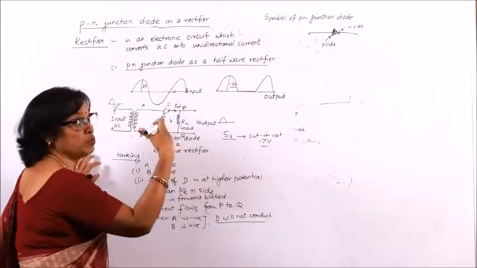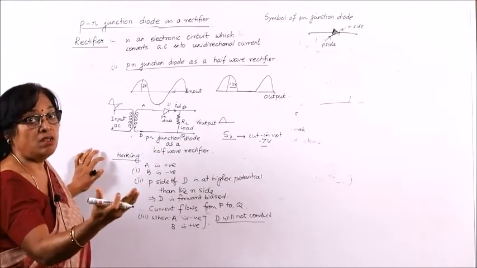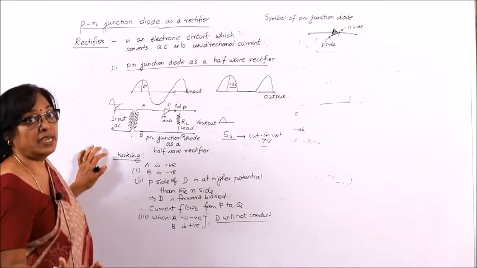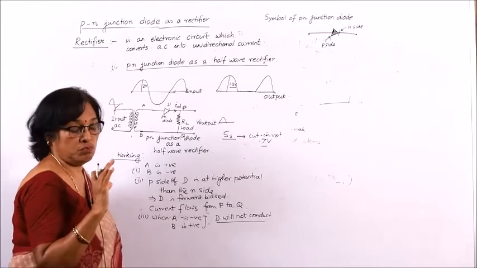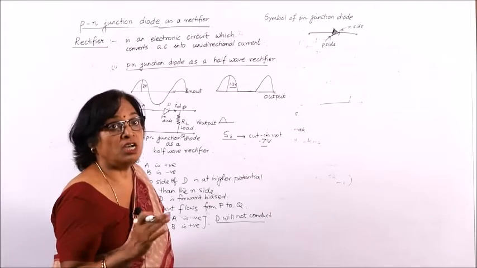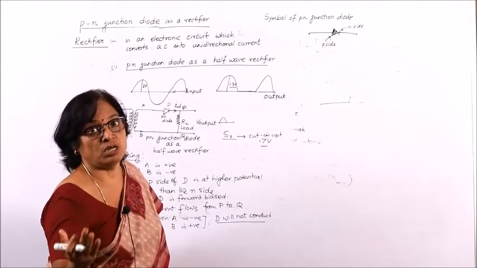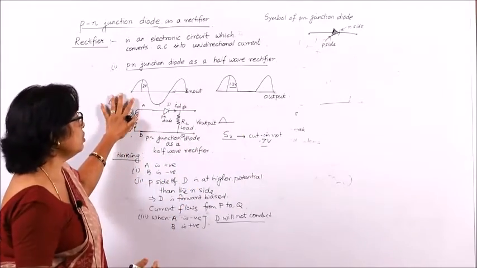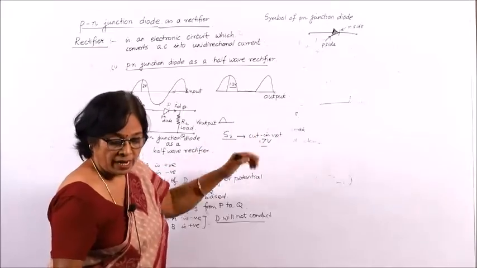Again, for the next positive half cycle, A becomes positive and B becomes negative, the junction diode is forward biased and will conduct. When reverse biased, again it will not conduct. So, this will be repeated, and this is how from the input you get the output as shown.